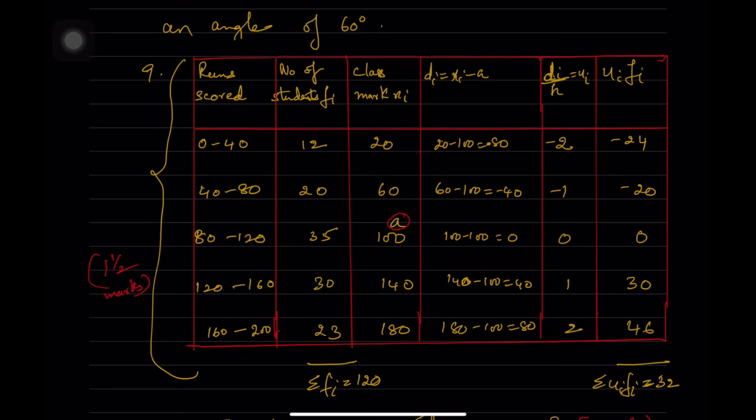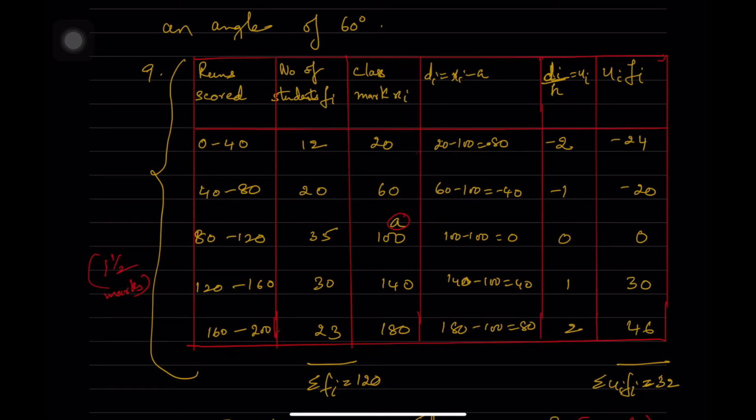So di by h is equal to ui, which means minus 80 divided by 40 is minus 2. Then again minus 40 divided by 40 is minus 1. 0 divided by 40 is 0. 40 divided by 40 is 1. 80 divided by 40 is 2.